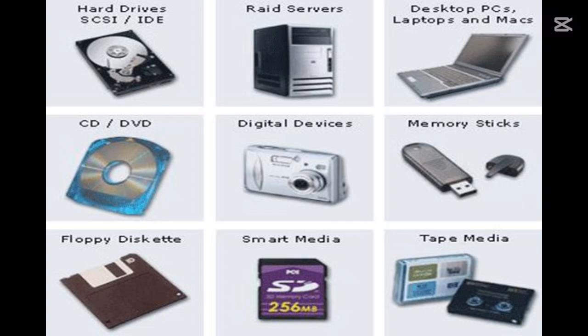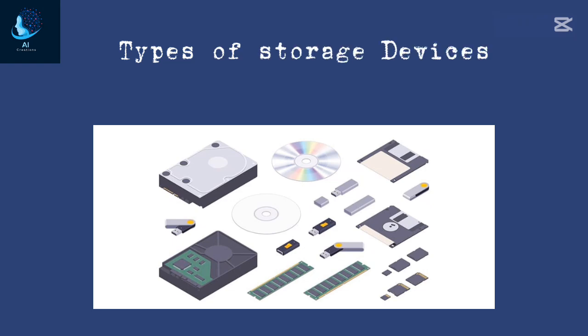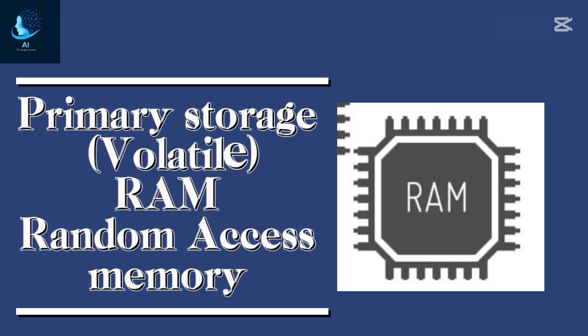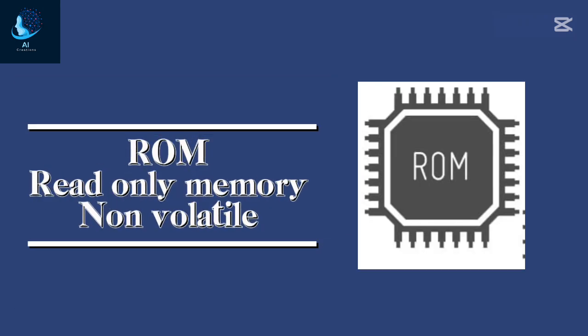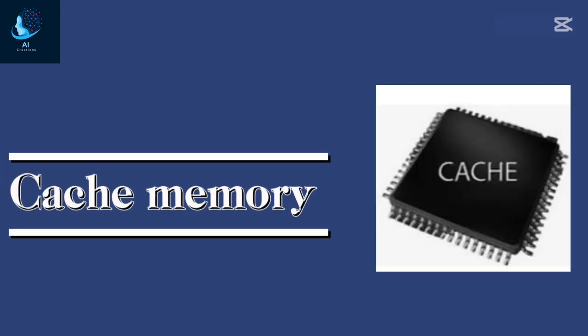Common storage devices include hard disk drives (HDDs), solid-state drives (SSDs), USB flash drives, memory cards, and network-attached storage (NAS). Types of storage devices. Primary storage, volatile. RAM, random access memory. Fast. Temporary storage for data and instructions the CPU is actively using. ROM, read-only memory. Non-volatile memory that stores basic instructions for the computer to boot up. Cache memory, faster memory used to store frequently accessed data, improving performance.